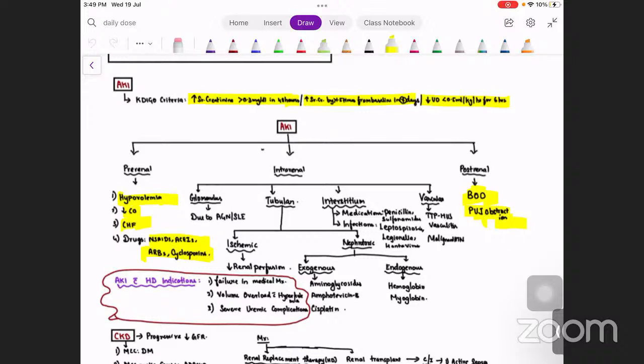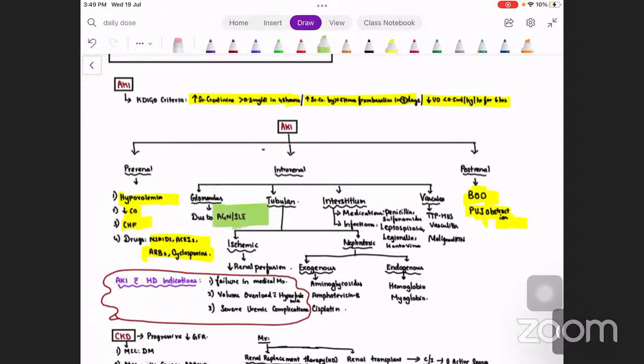Next is the intrarenal cause, which is glomerular, tubular, interstitial, or associated with vasculitis. Okay, tubular, glomerular, interstitium, and vasculitis. Glomerulonephritis and SLE. While tubular could be ischemic due to decrease in renal perfusion, or it could be due to nephrotoxins. Nephrotoxic means what? There will be drugs or medicines. Yes or no? So the endogenous tubular nephrotoxins are hemoglobin and myoglobin.